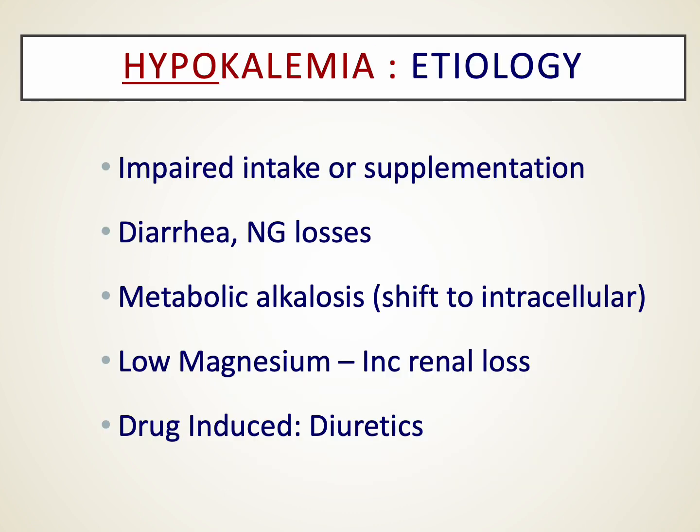So let's look first at hypokalemia. This might be reflected in impaired intake of potassium or not enough supplementation. Most often it's diarrhea or NG losses. You could have metabolic alkalosis with shifts to inside the cell. You could have renal losses concurrent with a low magnesium. And many times it's drug-related, particularly diuretics, particularly the loop diuretics like furosemide.